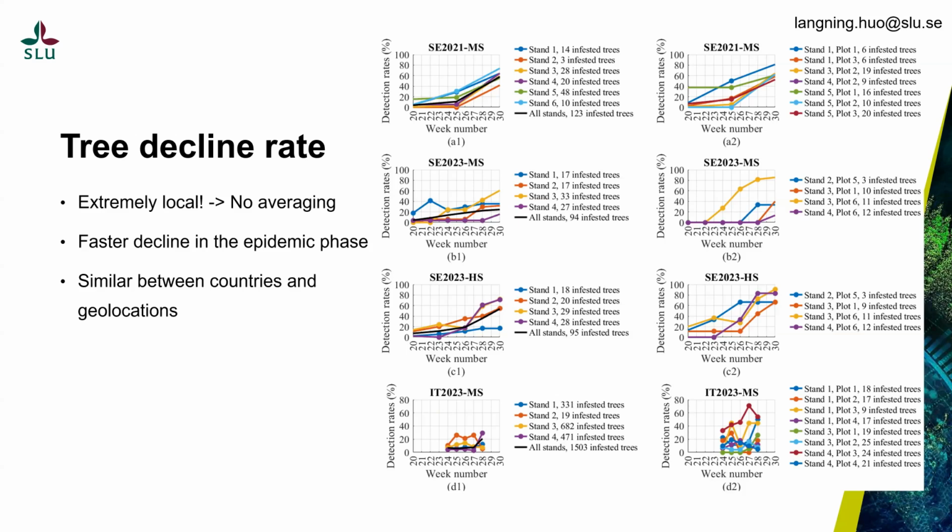So one more conclusion: the detection rate is extremely variable. Even plots within the same stand and neighboring each other can have very different detection rates. And we also see a faster decline in this outbreak year, but at the same time, there's a more similar range between different countries.